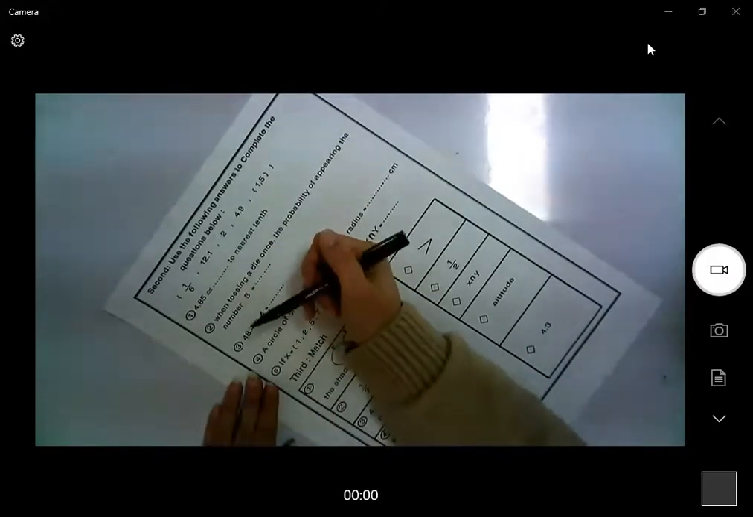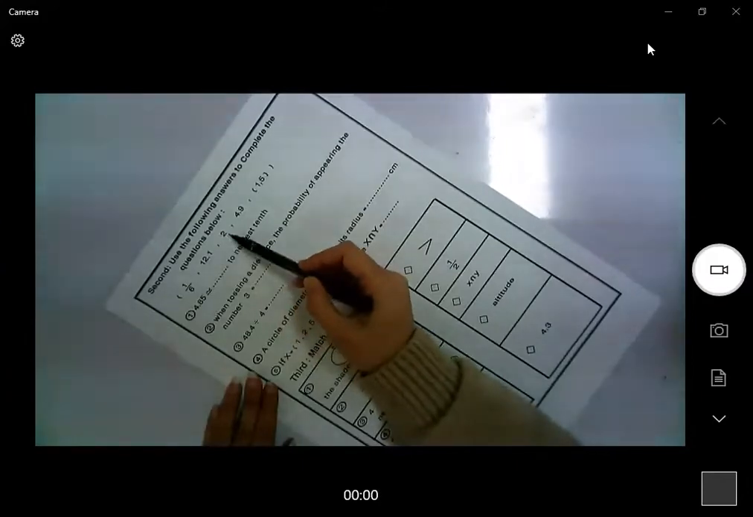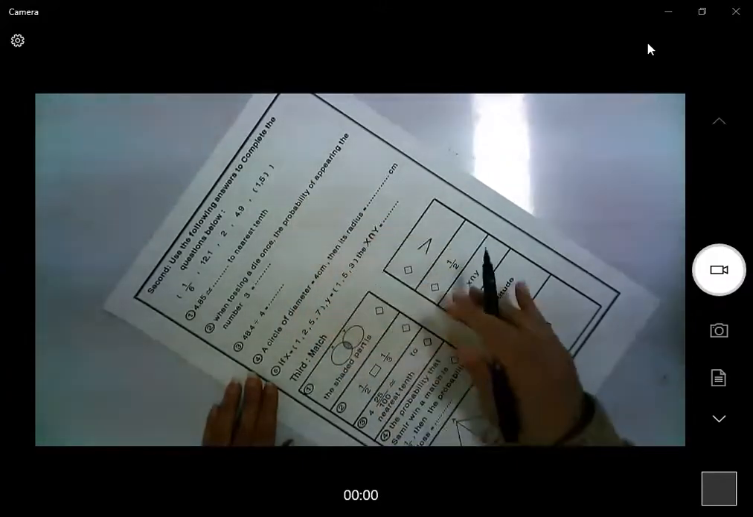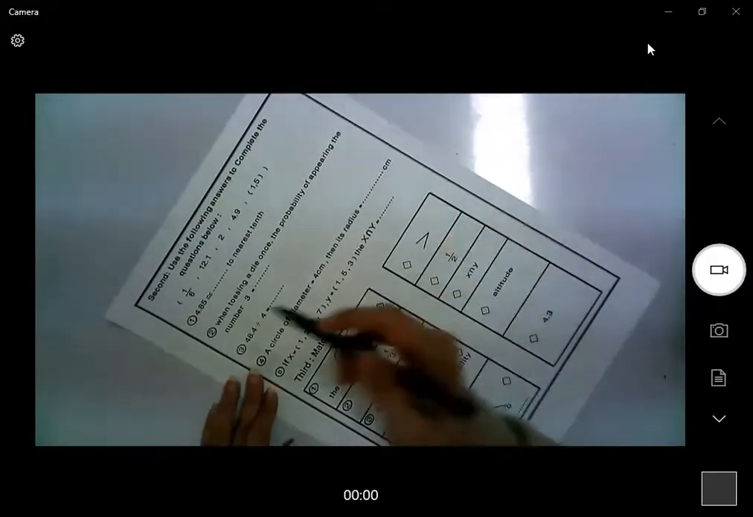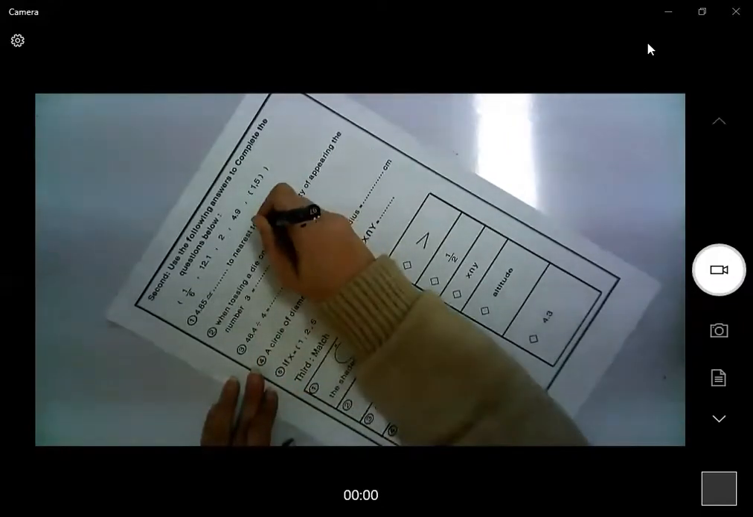Use the following answers to complete the questions below. 1/6, 12.1, 2, 4.9, 1.5, 1 and 5 in set. Number 1: 4.85. Approximate to the nearest tenth.